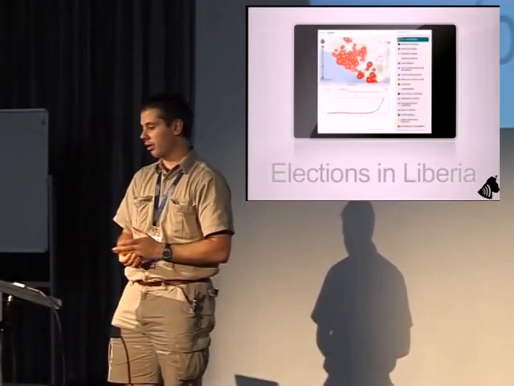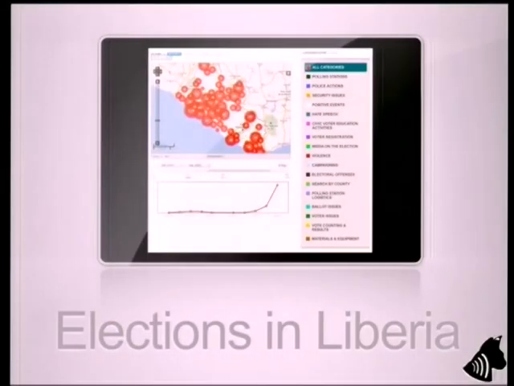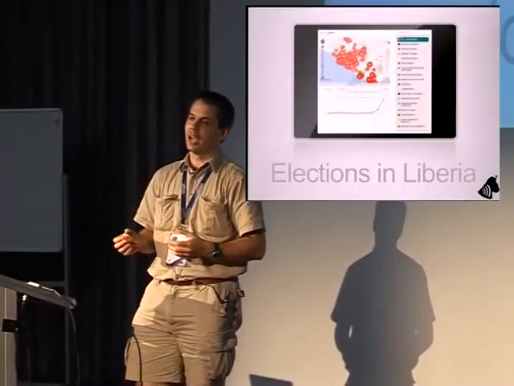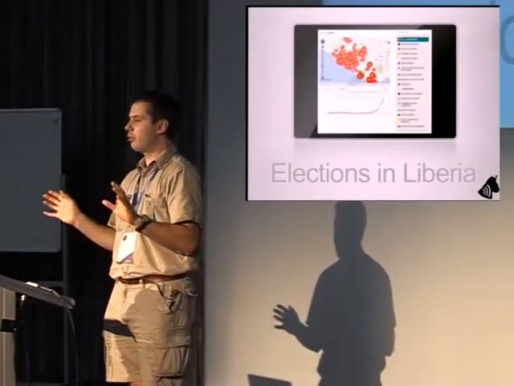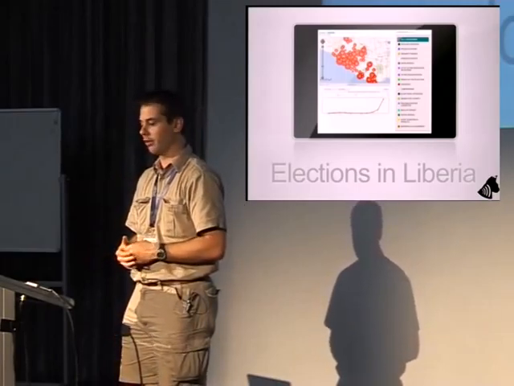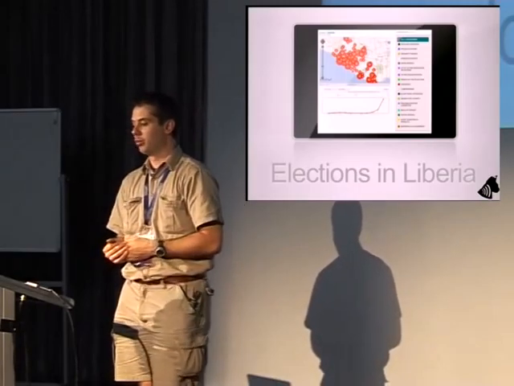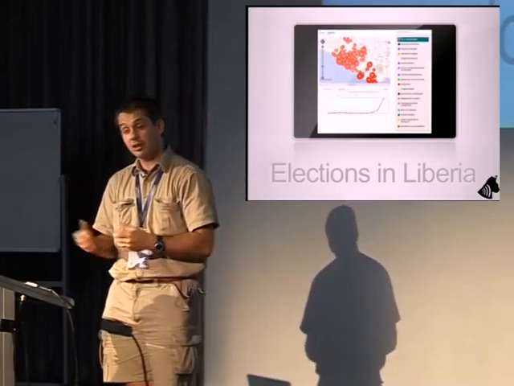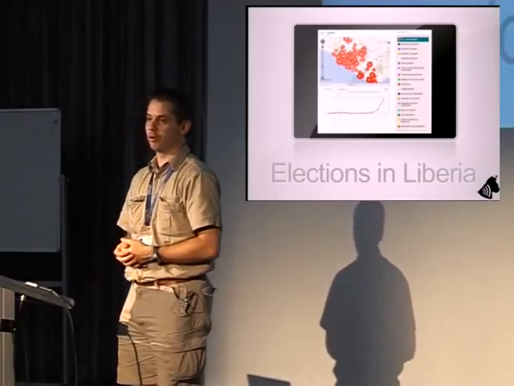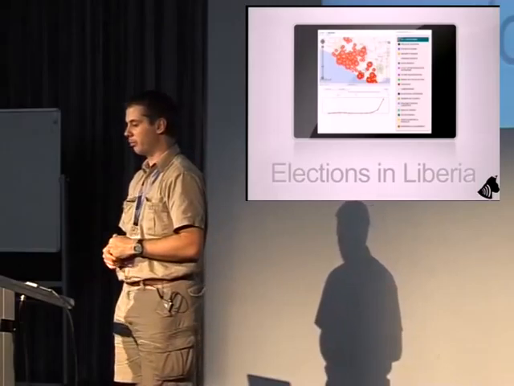Another place that has been used, elections in Liberia in Africa. Traditionally, Ushahidi's been associated with disasters or emergencies. And it seems that almost any election anywhere in Africa ends up being both a disaster and an emergency in various ways, which is quite sad. But hopefully these tools can start to help control and minimize the impact on the regular people that are in these places.